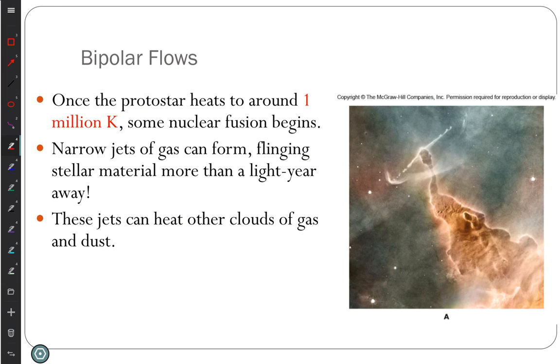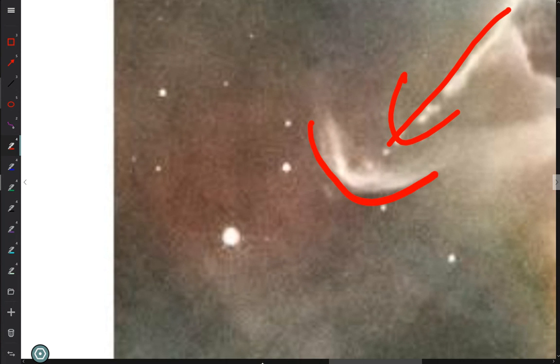This picture here, to me, looks like one of those things in Star Wars, when they come into the Death Star. But this is a bipolar flow. You have one flow going this way, one flow going this way. And one of the telltale things about these bipolar flows is this thing here. That's the shock wave where the jet has hit gas. And so the jet's hitting the gas and it's causing a shock wave going through the gas.